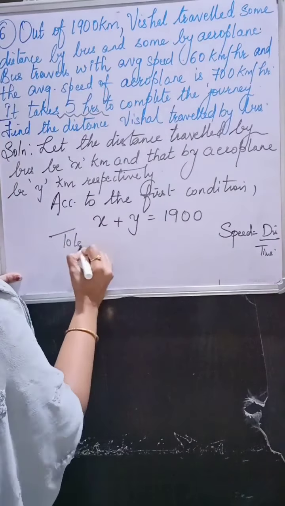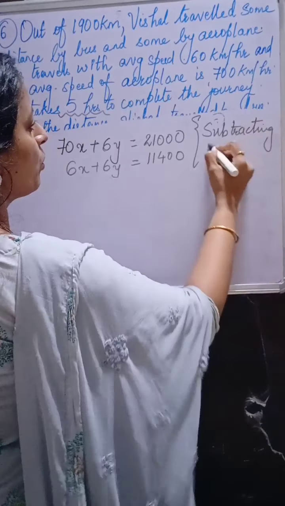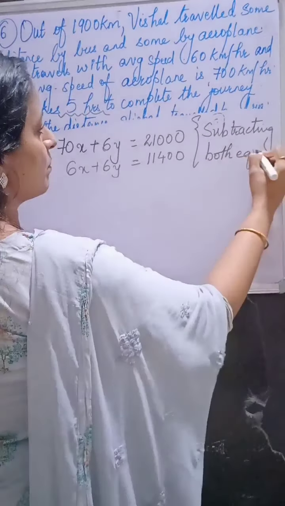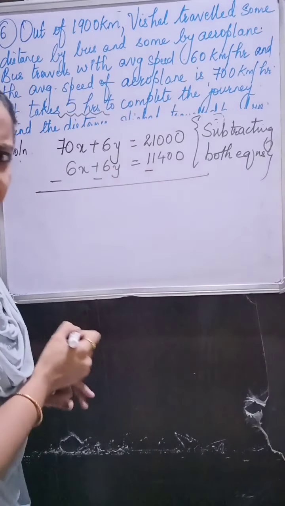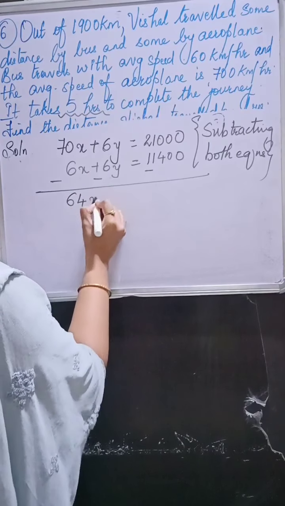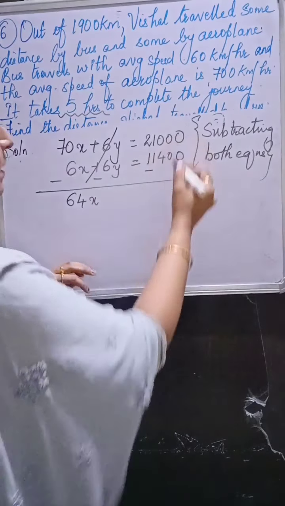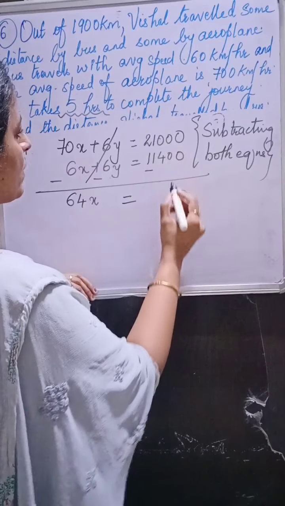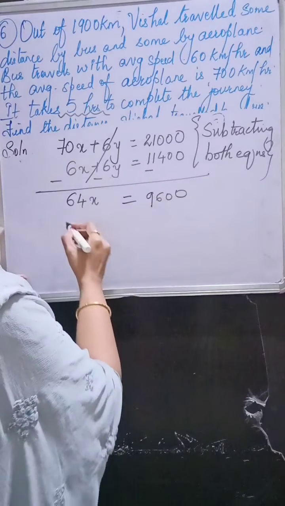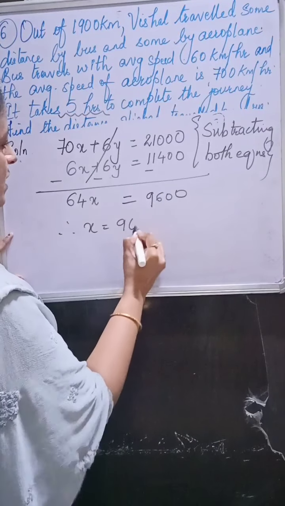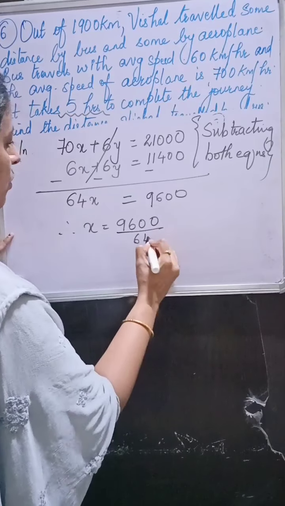Copied equation 2 and 3, plus 6y and plus 6y. So we will go for subtracting both the equations. No other option, we have to subtract both equations. Subtracting both equations, what will you get? 70 minus 6 will be 64x. This cancels. Subtract 0, 0, 10 minus 4 is 6. This will be 10 minus 1 is 9. Therefore, x is equal to 9600 upon 64.